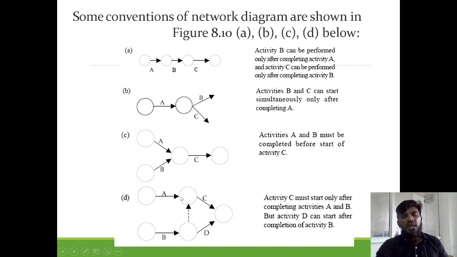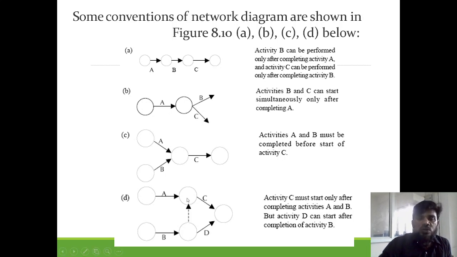It means until these two are completed, whether it is because of A or B, even though they are not related, because of this dummy activity we will write that until A and B are completed, C will not be starting. But once B is completed, D can start. Activity D can start once activity B is completed. It is not related to A now.